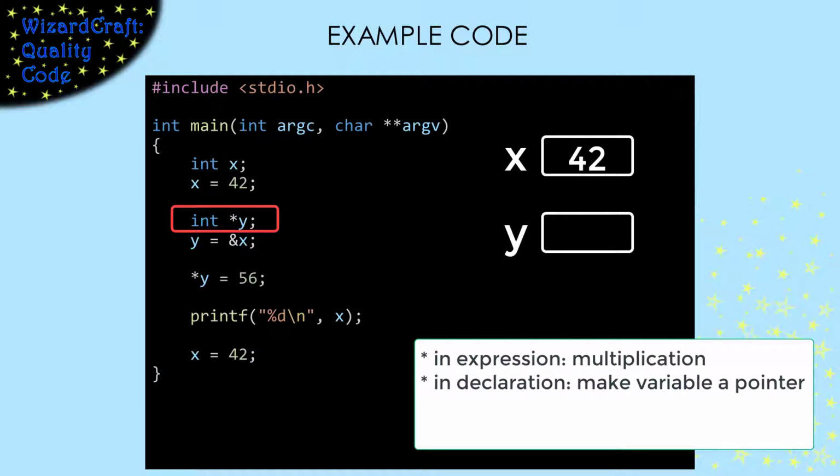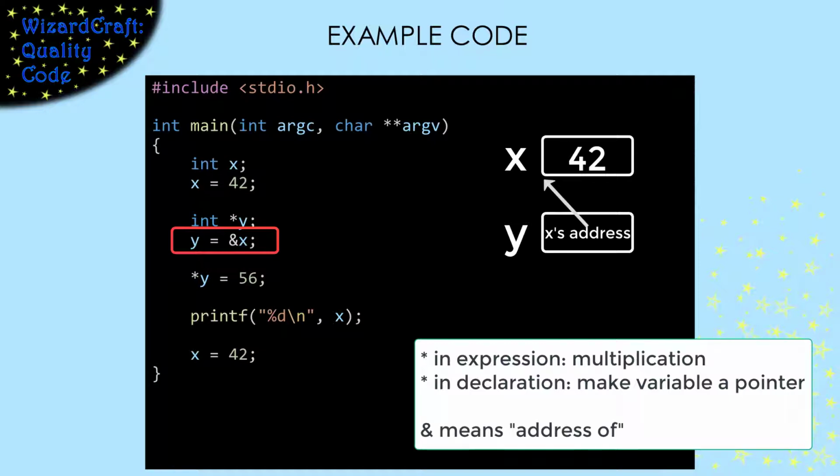Now, asterisk has two meanings. It could mean multiply in an expression, or it can make a variable be a pointer in a declaration. The fact that y is a pointer means that it stores an address as its value. In this example, y gets the value ampersand x. That means that we store in y the address of x.